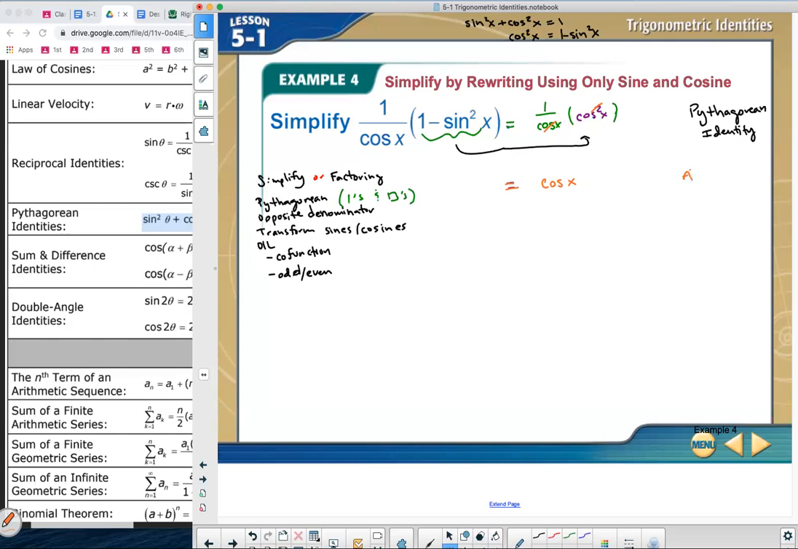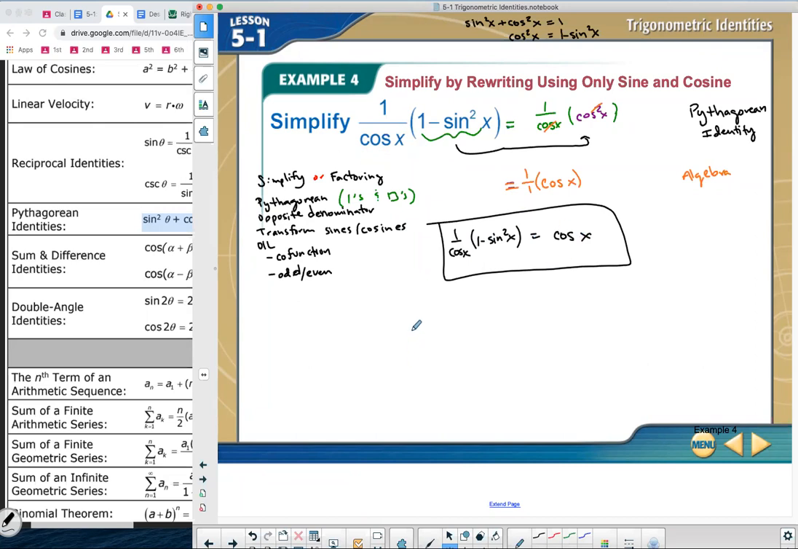And I got that by doing algebra. Specifically, we simplify. And so all of this right there, let me actually write this out more. This would become 1 over 1 times cosine. And so if I wrote it all the way out, you could see that 1 over cosine x times 1 minus sine squared x equals cosine. So there's the start, there's the finish.